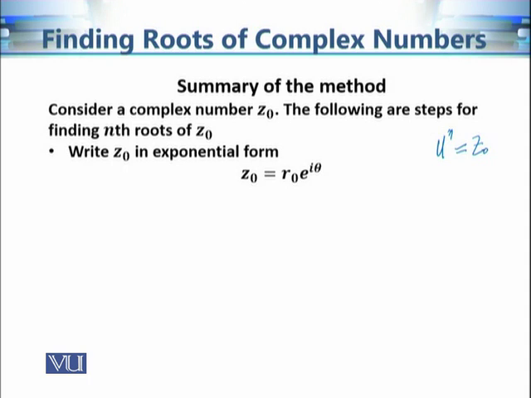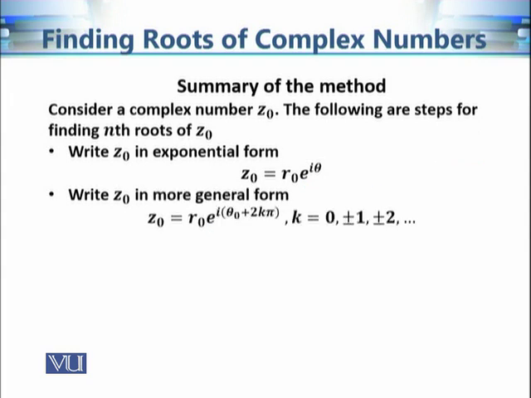Now, in the first step, we write down this complex number in the exponential form, and in the next step, we write down the most general form of this complex number in the exponential form. In other words, we just add 2k pi in the argument of this complex number, as we have discussed in our previous discussion, that if I increase the argument of a complex number by an integer multiple of 2 pi, then it's going to give me the same complex number.